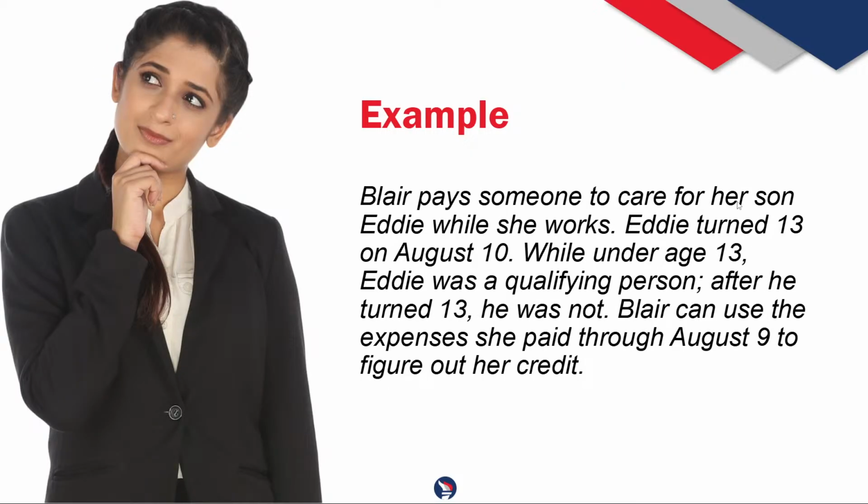Blair pays someone to care for her son Eddie while she works. Eddie turned 13 on August 10th. While under 13, Eddie was a qualifying person. After he turned 13, he's not, for the purposes of the credit. Blair can use the expenses she paid through August 9th to figure the credit.